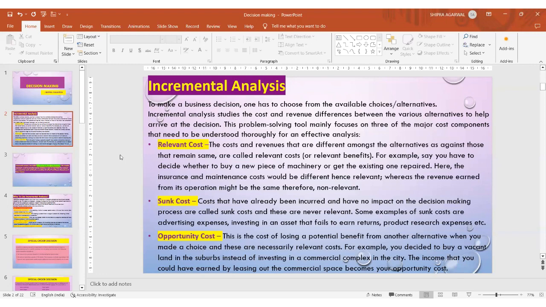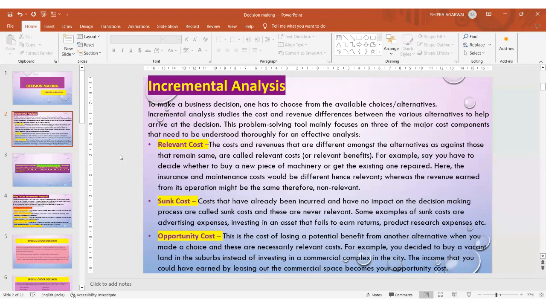Second is your sunk cost. Sunk cost means the cost that has already been incurred in the past and now will have no impact on your present decision making process. As such, they are never relevant. For example, in the past, you have incurred certain expenses. Say you bought a machinery, right?